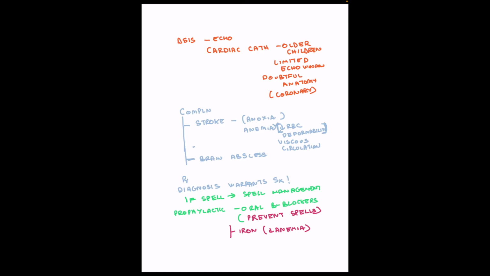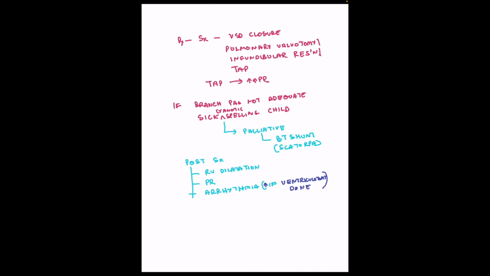The diagnosis of TOF is often the indication for surgery. And if there is a spell, first you have to manage the spell. Prophylactically, oral beta blockers are started to prevent the spells along with iron. Treatment is surgery where we do the VSD closure, infundibular resection, and also if required pulmonary valvotomy or transannular patch. Transannular patch can lead to pulmonary regurgitation later on.